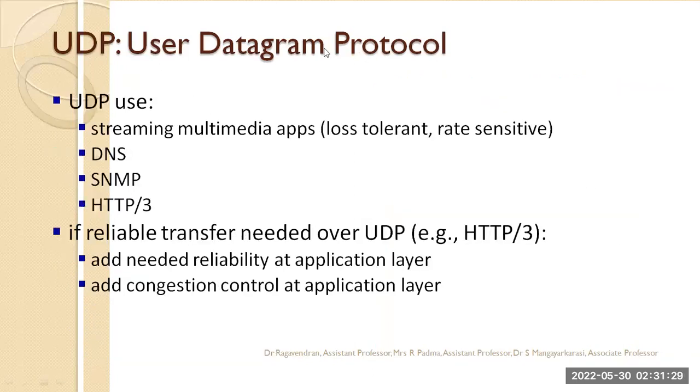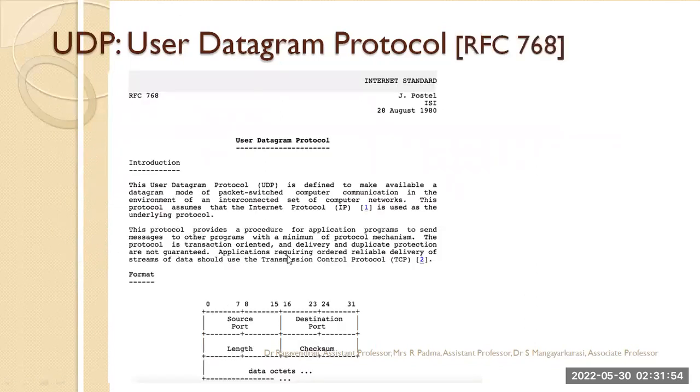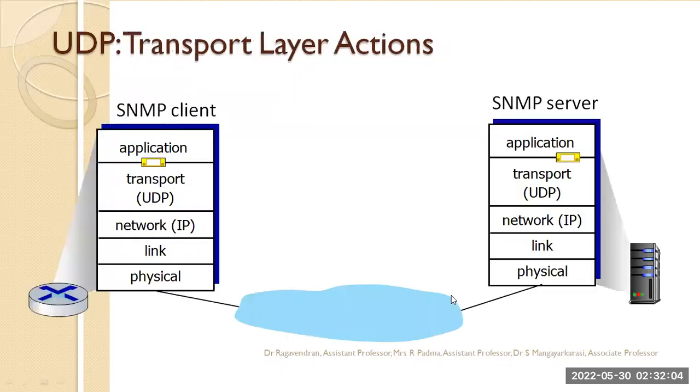UDP is used by streaming multimedia apps, which are loss tolerant and rate sensitive, and by DNS, SNMP and HTTP/3. If reliable transfer is needed over UDP, for example HTTP/3, add the needed reliability and congestion control at the application layer. See here, this is the source port, length, destination port, and this is the datagram protocol.